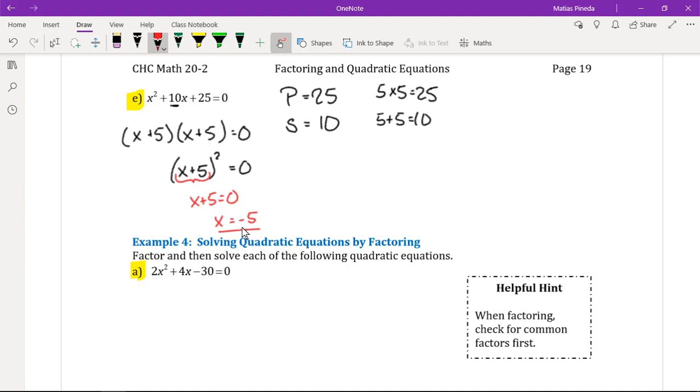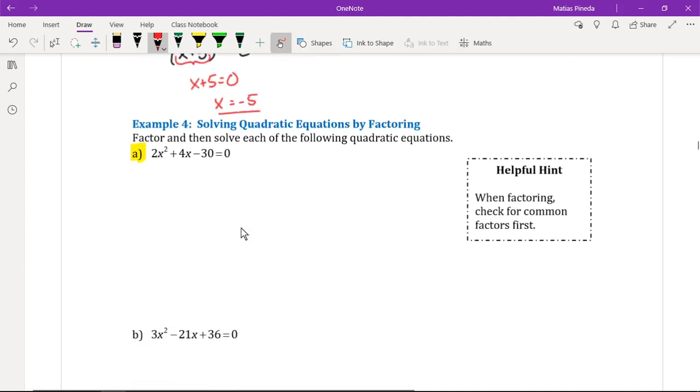Let's have a look at 4a. Here they're asking us to first factor the trinomial and then solve each of the following quadratic equations. If we take a look at this trinomial, we notice that there is a greatest common factor. We can factor out a 2. If I factor out a 2, I am left with x squared plus 2x minus 15 equals 0.